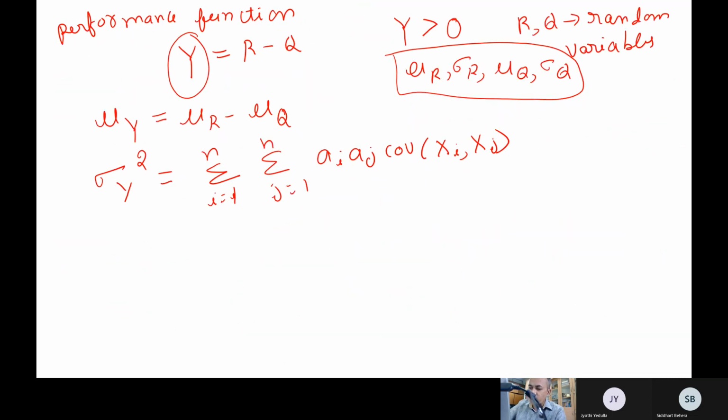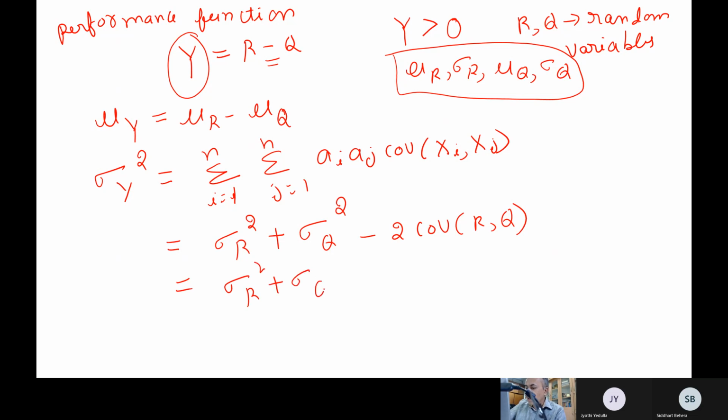So using this expression we can easily find that this becomes sigma r squared plus sigma q squared. Because of the negative sign, there is a minus 2 times the covariance of r and q. This is how we get our expression. We can also write this as sigma r squared plus sigma q squared minus 2 rho rq sigma r sigma q, where rho is the correlation coefficient between both of them. So this is our covariance basically.